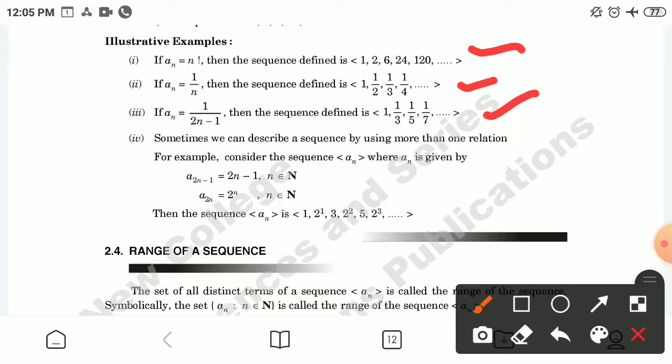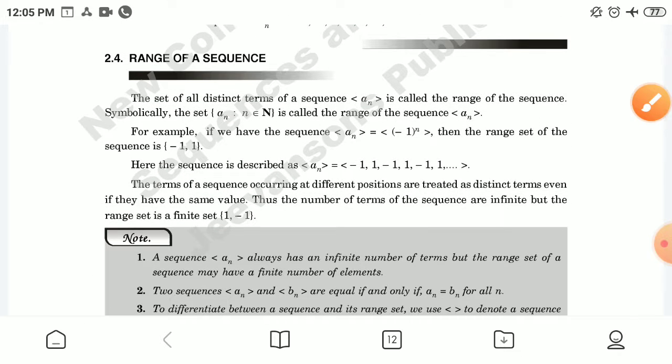Sometimes we can describe a sequence by using more than one relation. For example, a_(2n minus 1) is given by 2n minus 1 when n belongs to N, and a_(2n) is given by 2 raised to power n, n belongs to N. Then the sequence becomes 1, 2 raised to power 1, 3, 2 raised to power 2, 5, 2 raised to power 3, and so on.